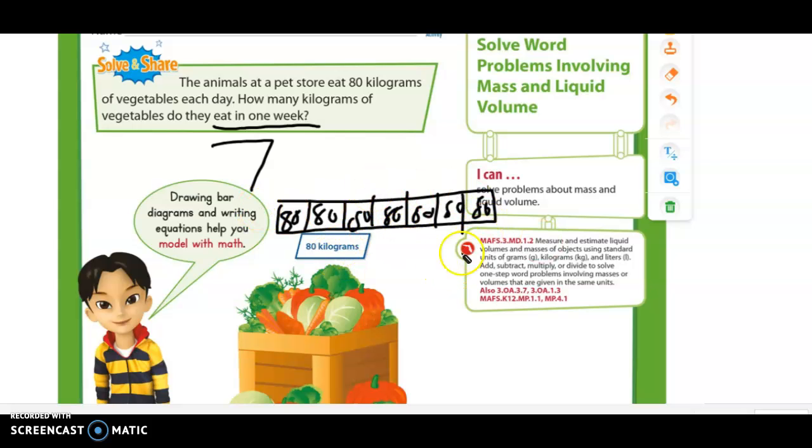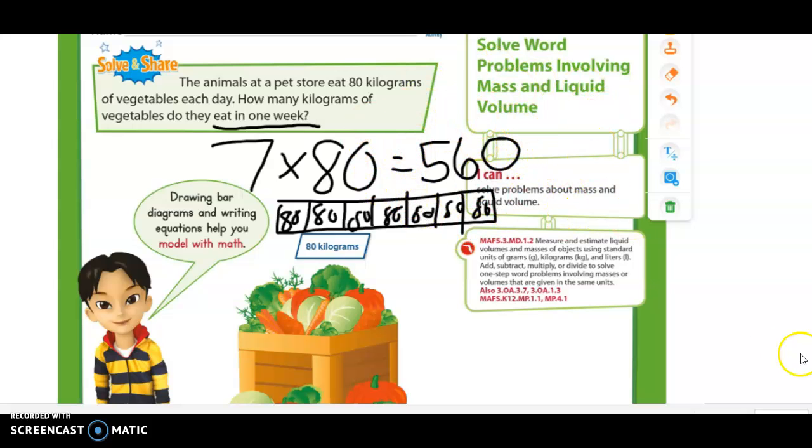And we know there's an easier way to solve that than adding 80 seven times. We know that what they're really asking is, what is 7 times 80? If we use our rule where we cover up our 0 and just look at 7 times 8, we know that 7 times 8 is 56. Since this meant not 8 but 8 groups of 10, we know that the answer means 56 groups of 10, or 560. So after a whole week, those animals eat 560 kilograms of vegetables.